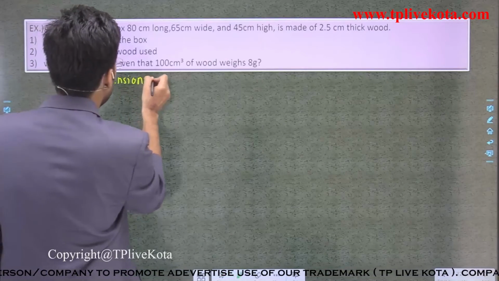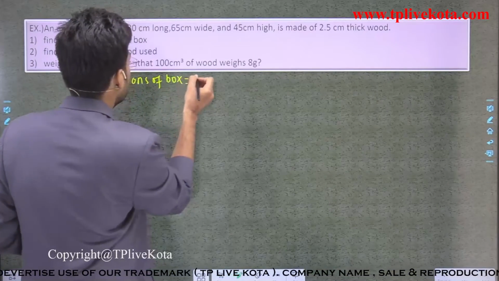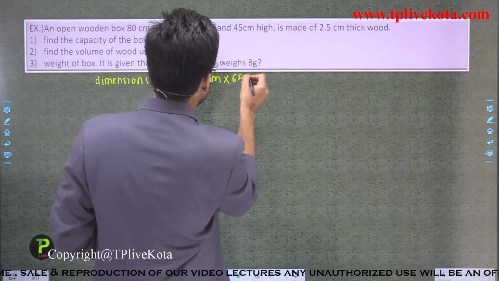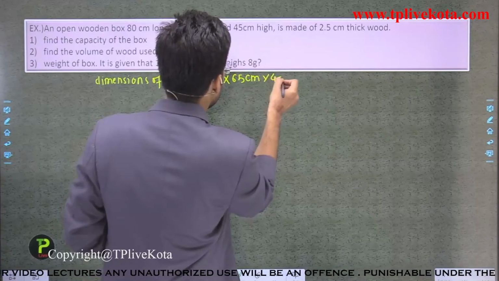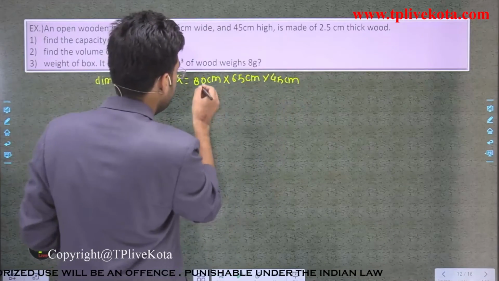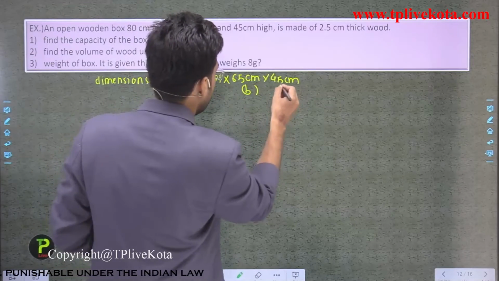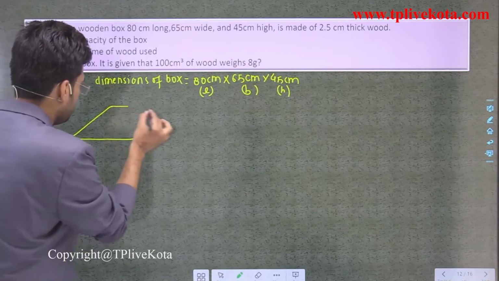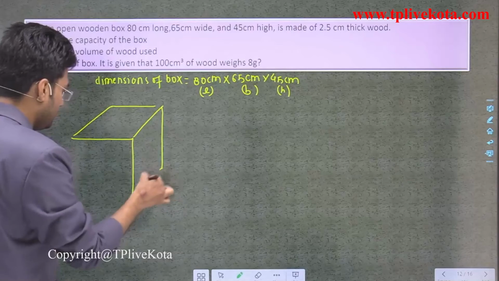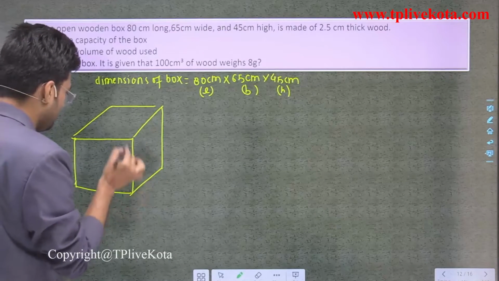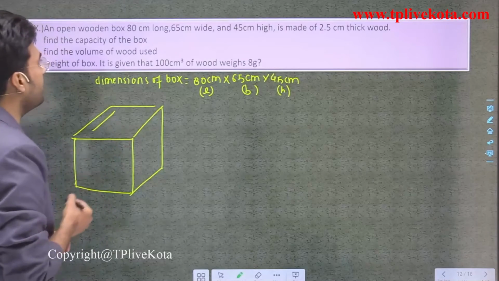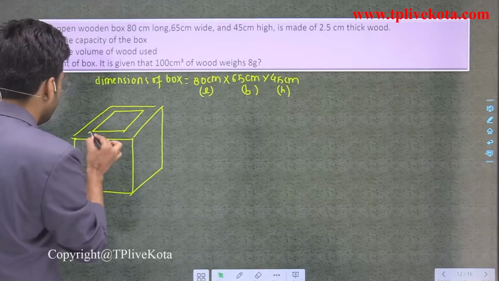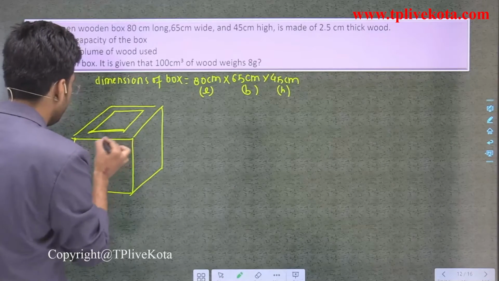the dimensions of the box are 80 centimeter multiplied by 65 centimeter and 45 centimeter. This is length, this is breadth, and this is height. Clear? So if we draw the diagram for this box, and it is given that it is made up of 2.5 centimeter thickness wood.